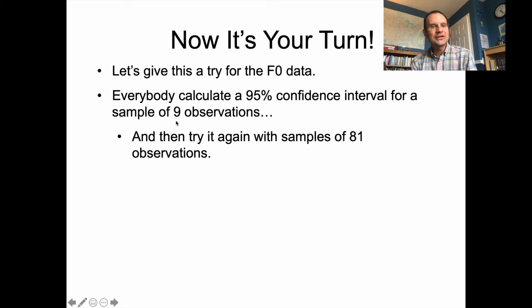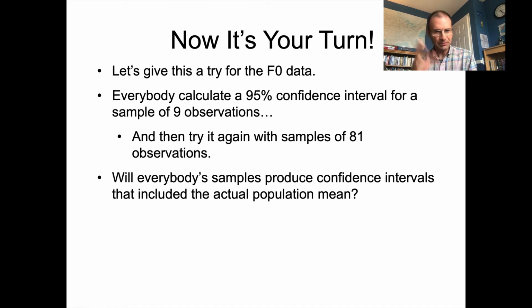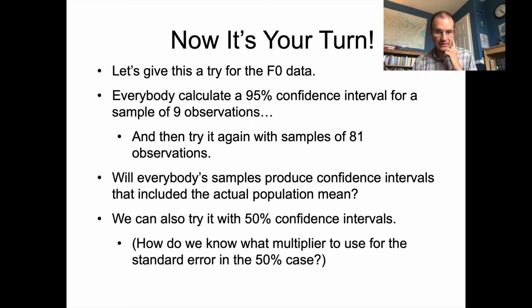So I'm going to do it first with a sample of 9 observations, and then again with samples of 81 observations, and we'll see how well it works. But at the very least, hopefully you'll get a sense of how the method works. And then the question is, will everybody's samples produce confidence intervals that include the actual population mean? And then we can also try it with 50% confidence intervals, and then we'll think a little bit about what that means by the time we get there.